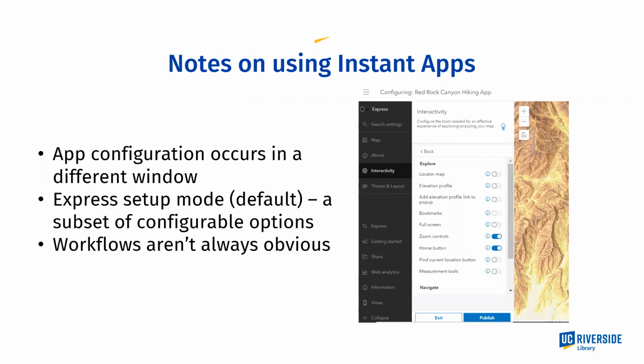One thing is that if you have your map pulled up and you start the instant app, all of the configuration that you do for the app is going to occur in a different window. It's not going to occur in that same map window that you initially had open. And if you allow the default mode to go forward, that's called the express setup, and that gives you just a limited subset of configurable options. But in the tutorial, for instance, they wanted us to experience the full array of choices in a sense, so we did not do the default. We toggled it on, so we got to see more options for configuring different things.